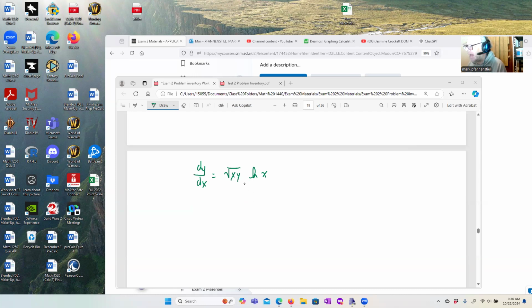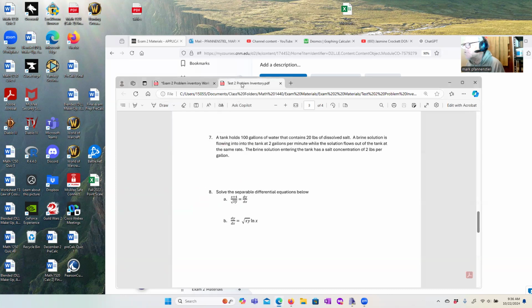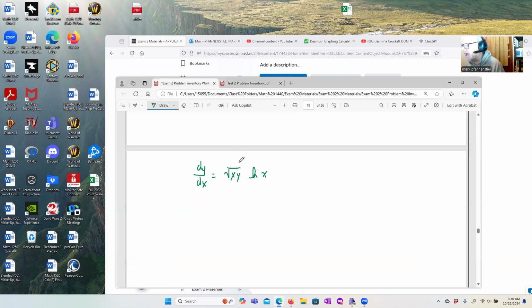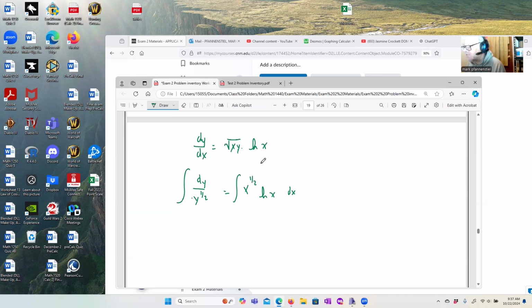So here we're going to have dy/dx is equal to the square root of xy times the natural log of x. That's 8b here. So we go ahead and work this guy out. This is going to be dy over y to the 1/2 power, okay, let's just push this under, is equal to x to the 1/2 power times the natural log of x times dx. And what we want to do is integrate both sides of this thing.